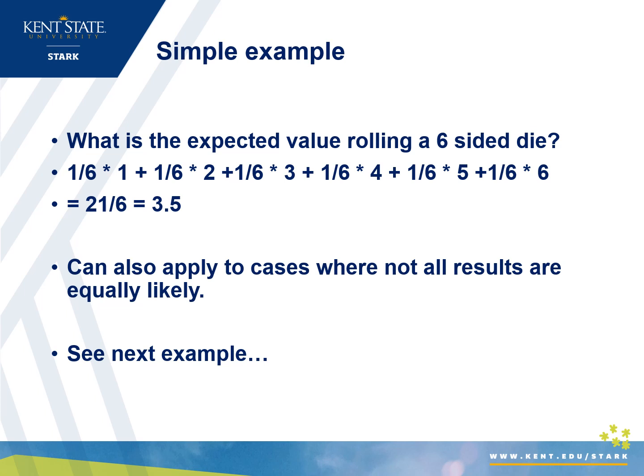So what that means is that you can expect, from rolling a die, if you roll it a whole bunch of times and take the average of all of those rolls, you're going to end up with something very close to 3.5. Now we can also apply this to cases where not all the results are equally likely. In this case, the probability was always 1/6. You can easily change that. So let's look at another example that's a little bit more business-y.